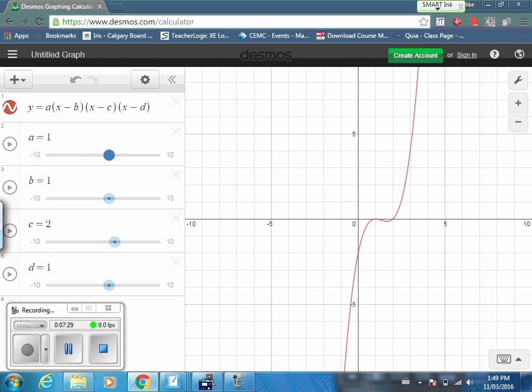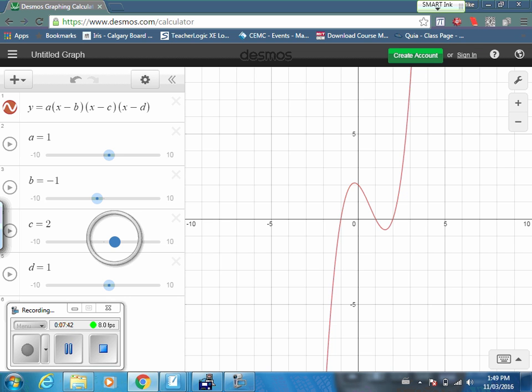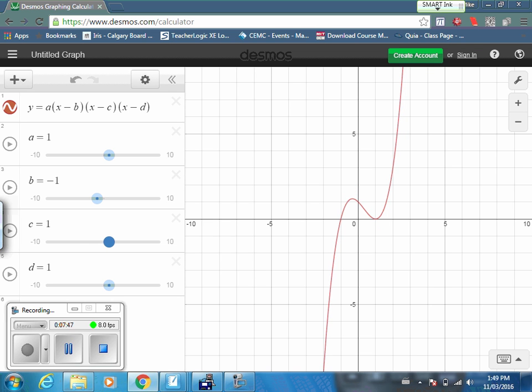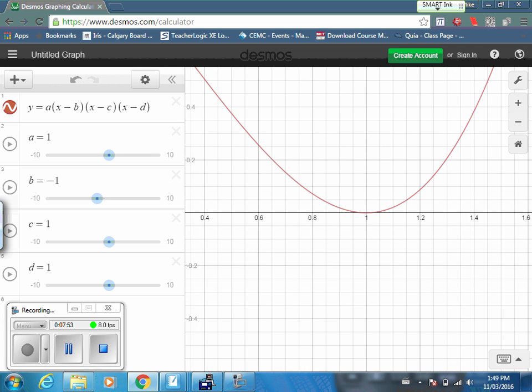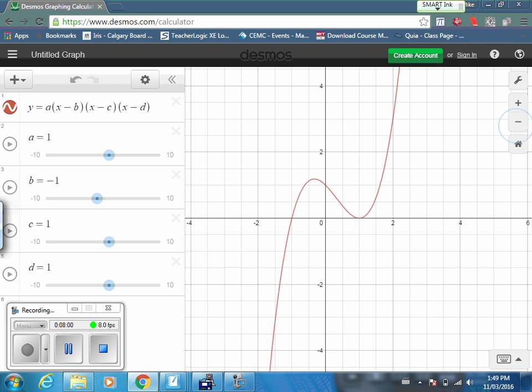Make that one. Okay, so they are at different values, all three different things. Now watch what happens as I bring them closer and closer together. So I'm going to take this one that's at 2 and move it to 1. Boom, boom, boom, 1.5, closer, closer, closer. As soon as it hits 1, what happens there is it really just touches the axis and then goes back up. It's what we call tangent to the axis at that point.